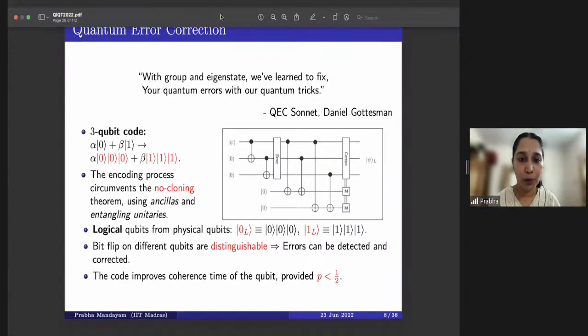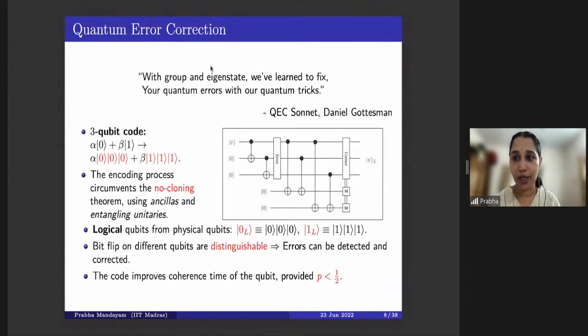Is there a finite probability that all 3 bits get flipped? Of course, there is a finite probability. It is just very, very small. So if P is the probability of a single bit flip, then what is the probability of 3 bits flipping? You know the answer. That's P cube, right?